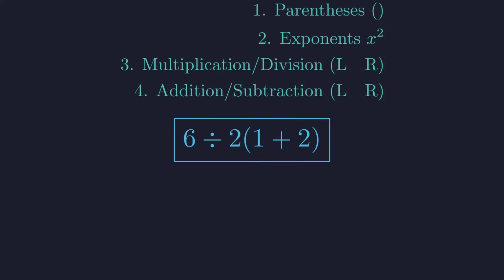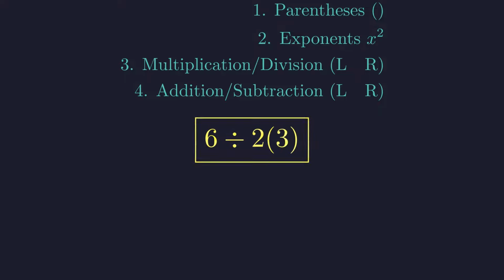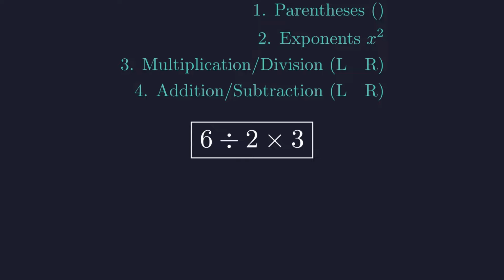Let's apply the rules. Parentheses first. 1 plus 2. Straightforward enough. Which gives us 3. Now this 2(3) is just implied multiplication. Let's make it explicit. Here's the moment of truth. Division and multiplication, same priority. Left to right wins. Division comes first, simply because it appears on the left.